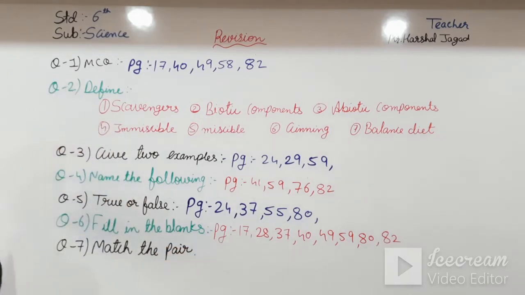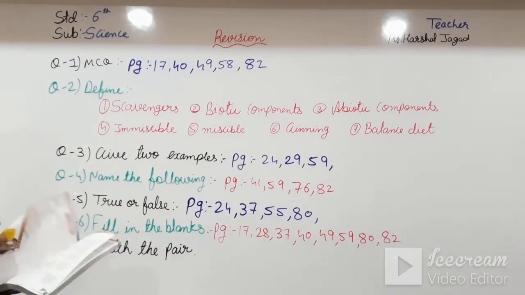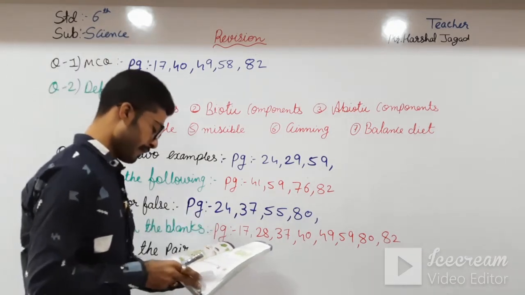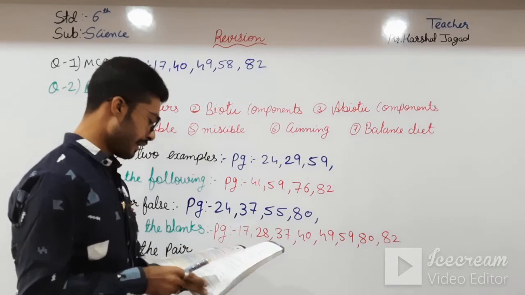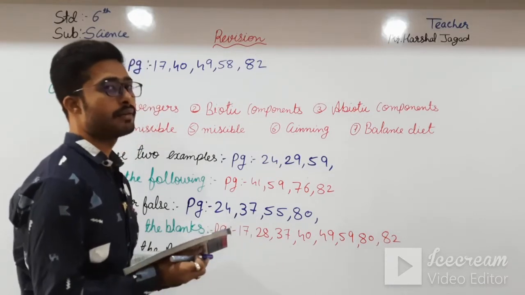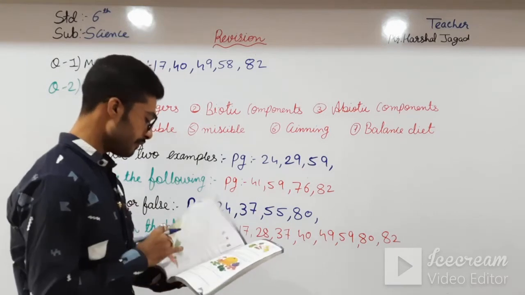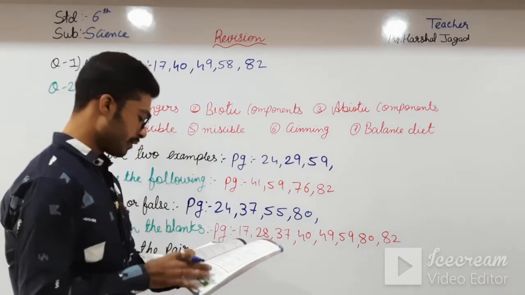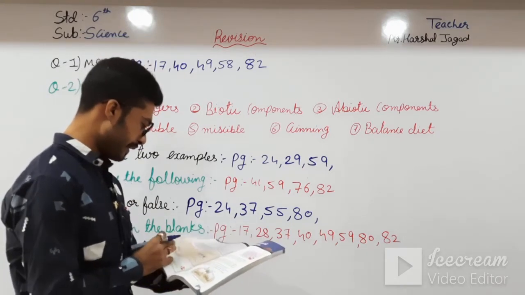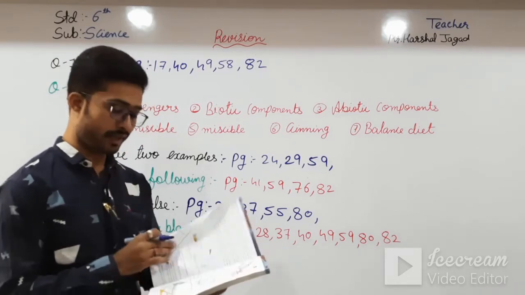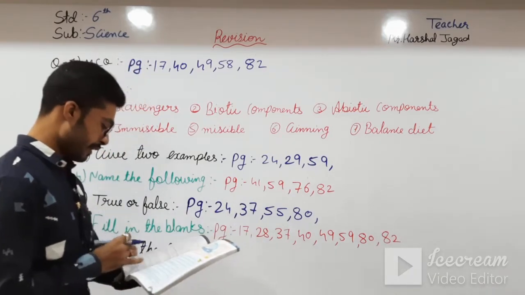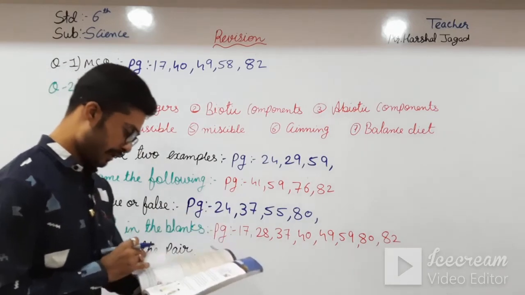Okay, students, so let us write the page numbers of match the pair. So match the pair, it is not in chapter number 1. Moving towards chapter number 2, here also I think match the pair is not there. Moving towards chapter number 3, here also match the pair is not there.